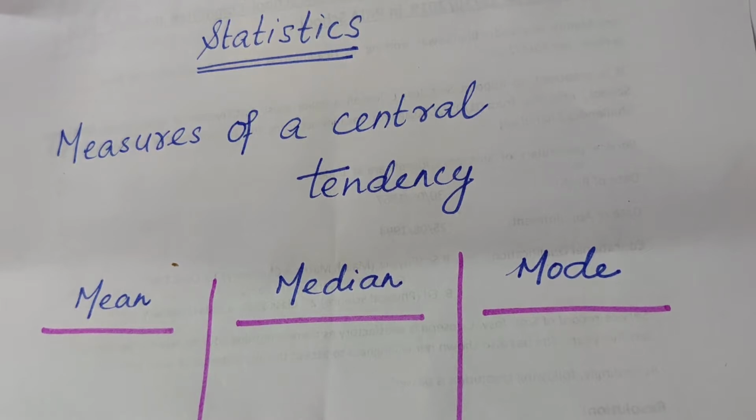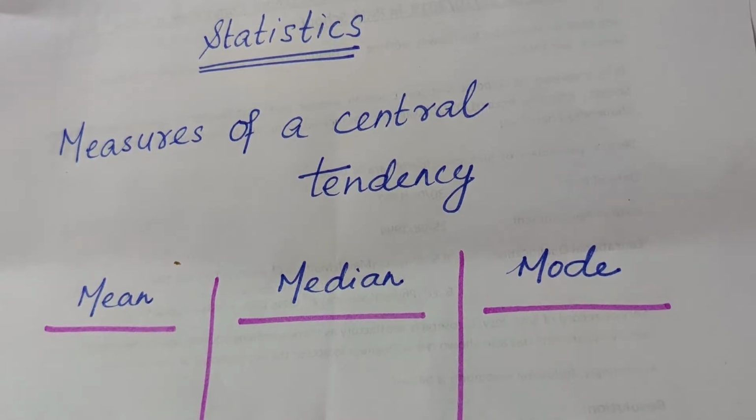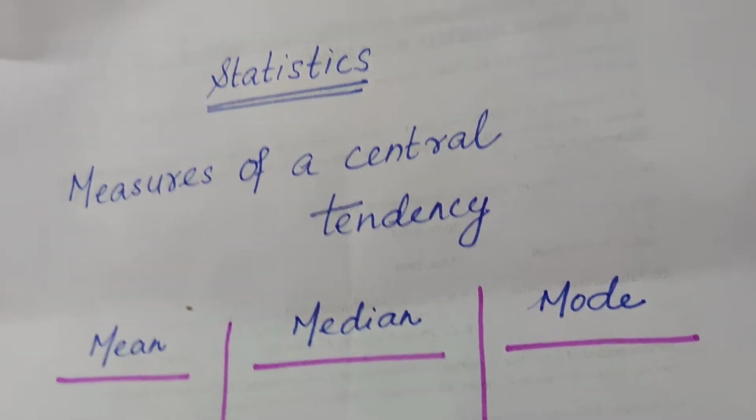For mean there are three methods. To find the mean we are going to learn three methods: direct method, step deviation method and assumed mean method. For median and mode there is only one method each, for the grouped frequency table. So first of all we will learn how to find the mean by direct method.